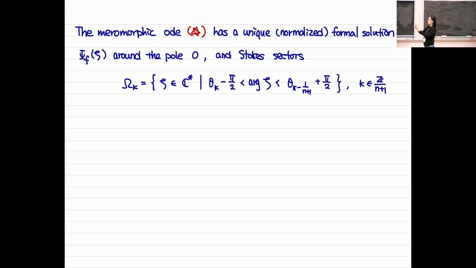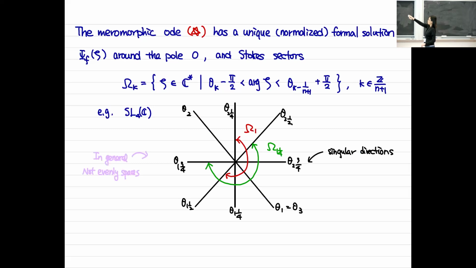So what you do is you look at the leading coefficient of your meromorphic ODE. Using that, it will give you the so-called singular directions or Stokes directions. Those are the theta k. And pi over 2 is because now you are considering poles of order 2. So there is this sector. This is one example of these Stokes sectors with singular directions. In general, singular directions don't have to be evenly distributed, but for this TD star Toda system, in fact, it is evenly distributed. It's very nice.